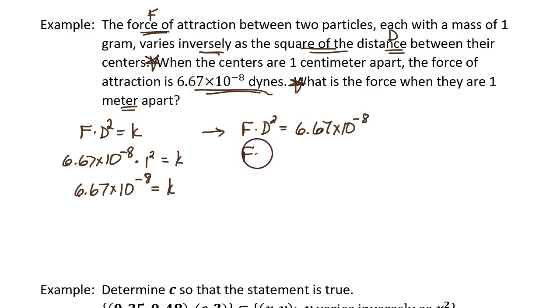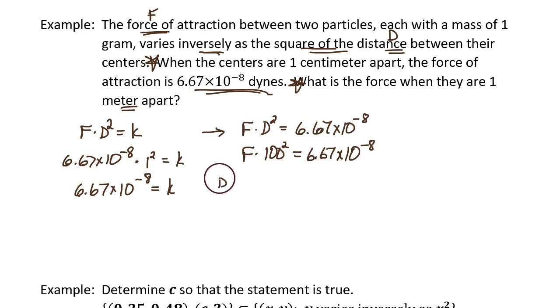So leave the letter F and fill in a distance. Right here, though, you got to be really careful. The distance we filled in last time was 1 centimeter. And this one says 1 meter. So 1 meter is the same thing as 100 centimeters. So for the distance, I'm filling in 100, meaning 100 centimeters. And that's equal to the 6.67 times 10 to the negative 8.